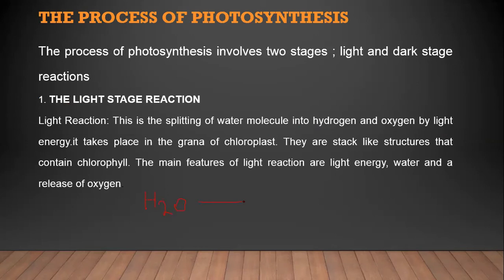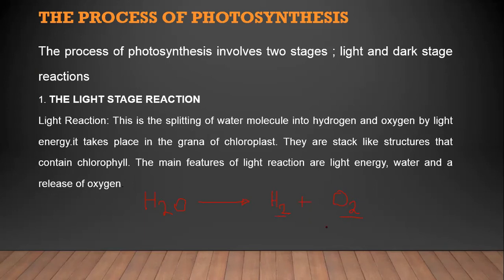So during the light stage reaction, it is called the light stage reaction because for it to happen, it needs light, which is light from the sun. So this one is going to split into hydrogen and oxygen. Okay, so you can tell now where the oxygen comes from. So this water is split into hydrogen and oxygen. All right, so the oxygen is expected to be given out and the hydrogen will proceed to the next stage, which is the dark stage reaction.